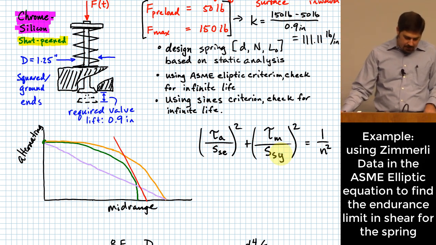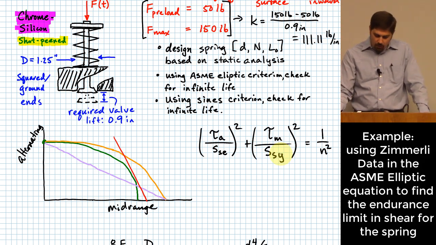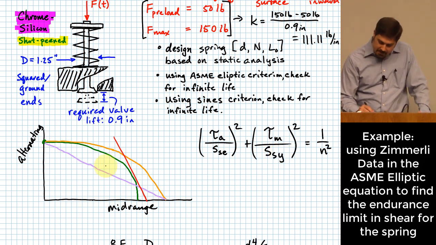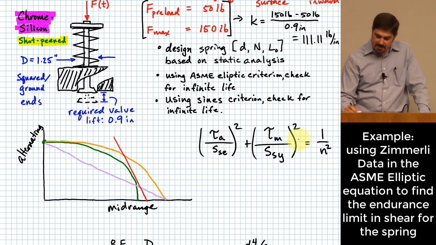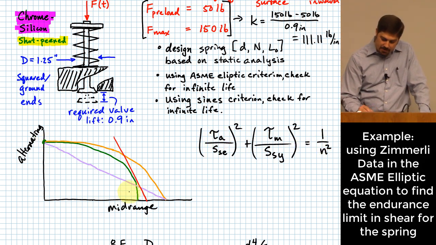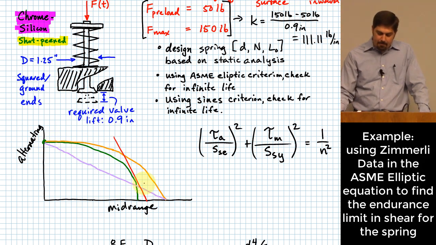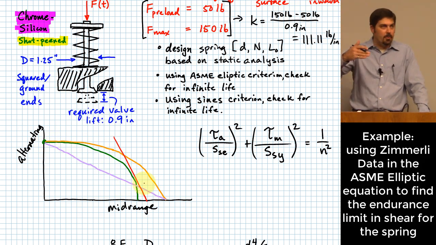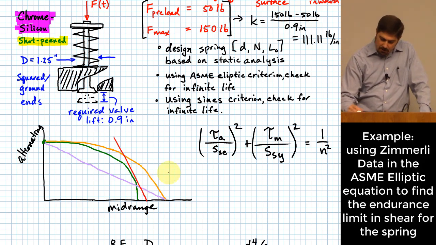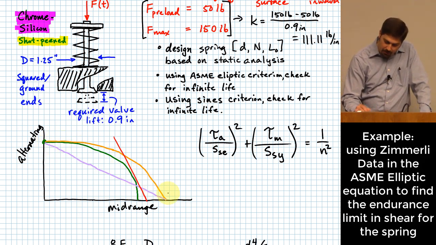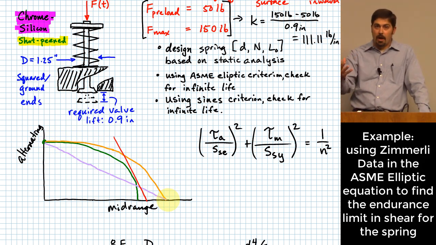All right. Well, so what do we do with this? Well, what we do is we understand that we can plug in the Zimmerli data into my mid-range and alternating stress values and set it equal to 1, because these curves that we see here are assuming that that's kind of where failure, where infinite life stops happening, right? And we say where it stops being infinite life, that's where we're going to assume that we have failure. And so the actual curve for any one of these implies a factor of safety of 1.